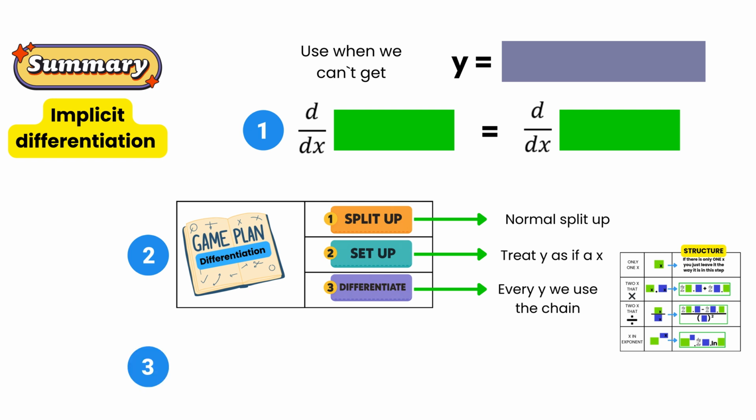Final step, isolate the result. Use ordinary algebra to make dy over dx stand alone. That's it, you've differentiated implicitly. Crucial reminder, the differentiation process itself hasn't changed. It follows the same game plan as always. Make sure you understand that game plan. Revisit the video if needed.